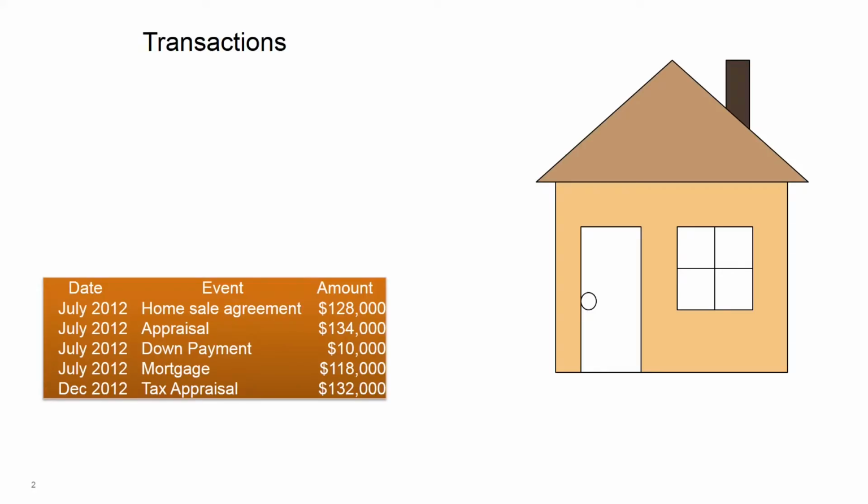Okay, for our example, let's use an example of someone selling and buying a house. So let's say that we had these transactions. Within the month of July, we had the home sale agreement. This was followed by an appraisal. There was a down payment and a mortgage as we closed on the home. And then in December, there was a tax appraisal.